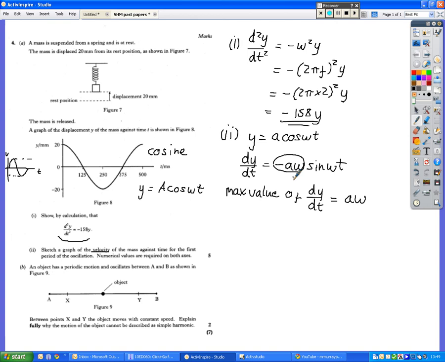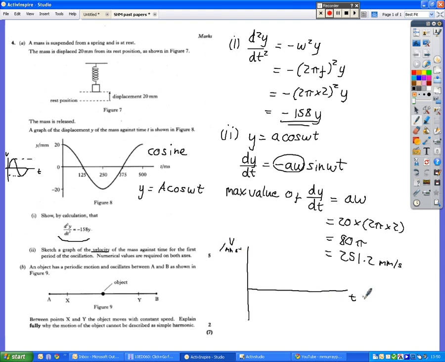So that's going to be 20 times 2 pi times 2, which is just basically 2 pi f. That comes out at 80 pi, and if you want that in a number, you'll get 251.2 millimeters per second. So that tells you what the maximum value of v is, and this will be in millimeters per second, and this will be in seconds.